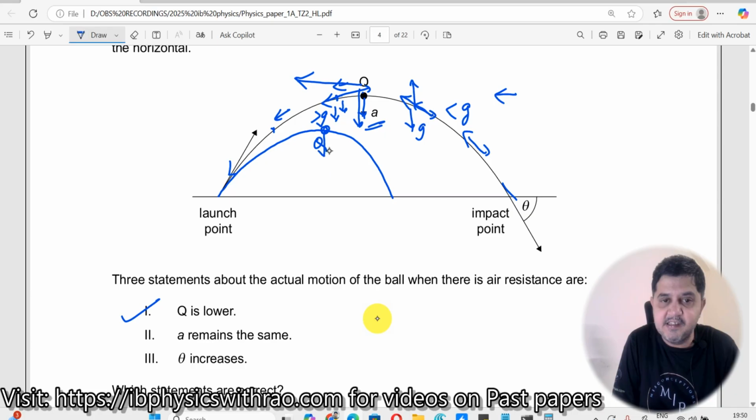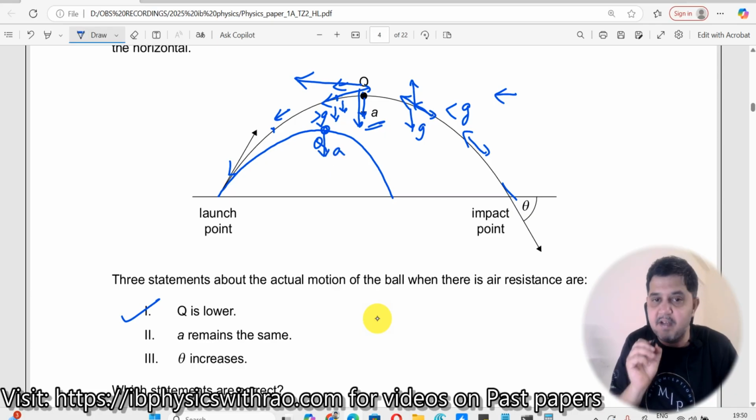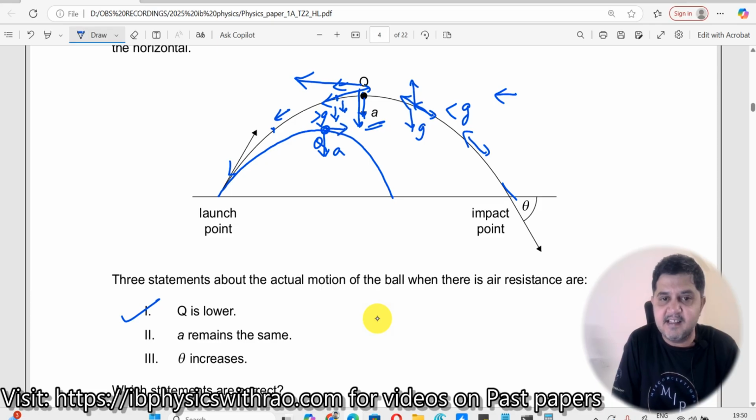At this point, the value of A would definitely be equal to 9.8, because the particle's direction is like this and the resistance would be like this. So this will not affect this acceleration. Therefore this value of acceleration will remain the same. But if I ask you what will happen to the acceleration at this point and this point, definitely the accelerations are different. So this is also correct.